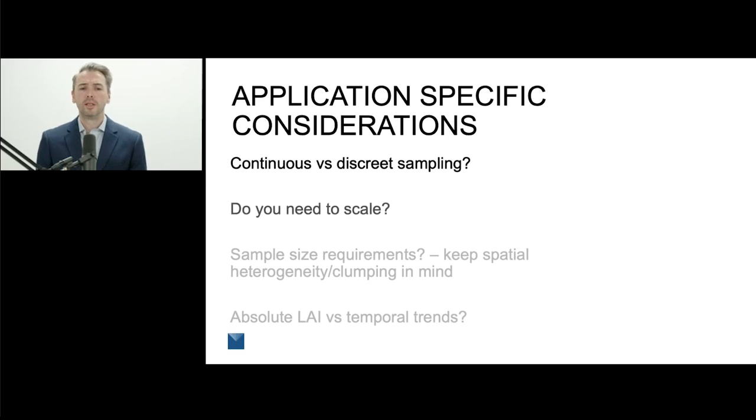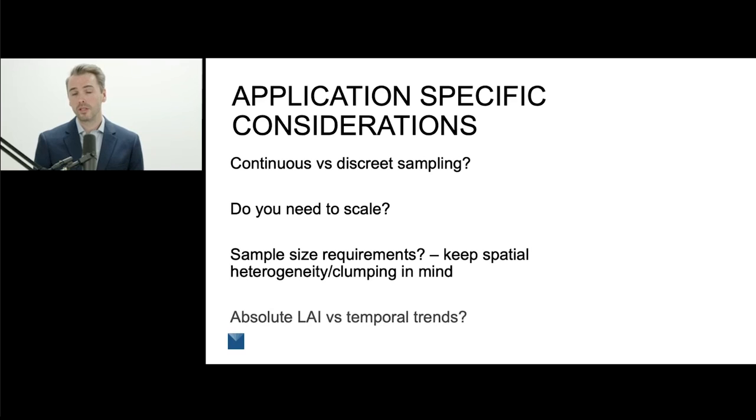Are you needing continuous monitoring or discrete sampling? And if so, there's different instrumentation and there's different methods that work better for you. And how much do you need to scale? How much heterogeneity are you dealing with? Is your question something that ends at the plot level? Do you need to scale it up beyond that to your ecosystem, to the globe? That's going to change the way that you need to measure these.